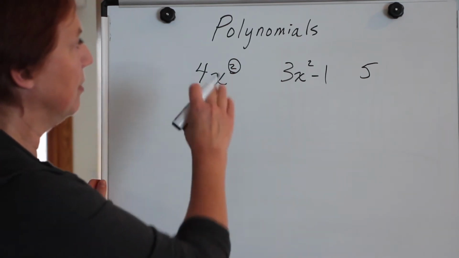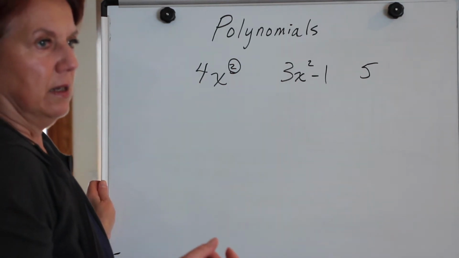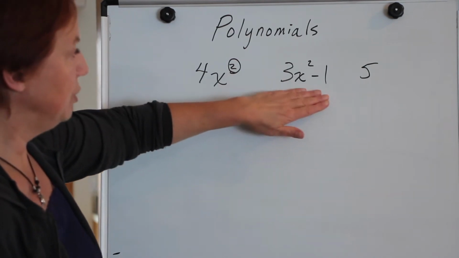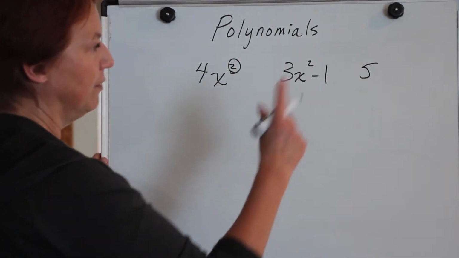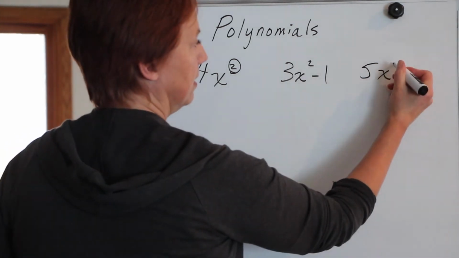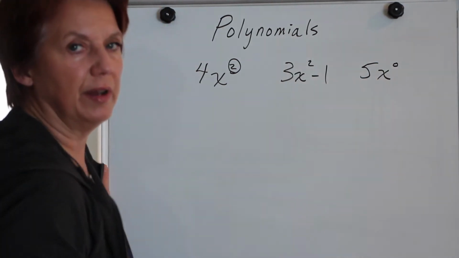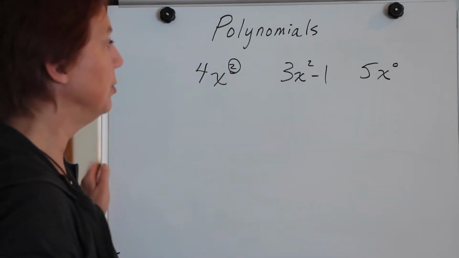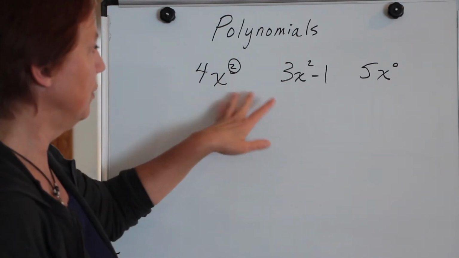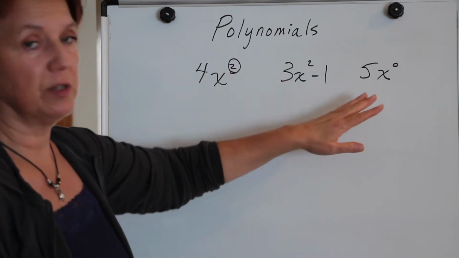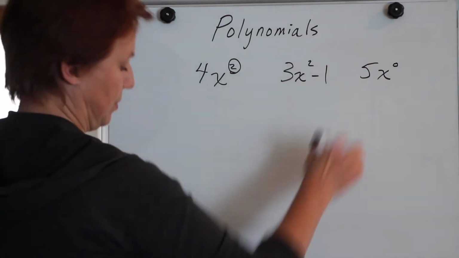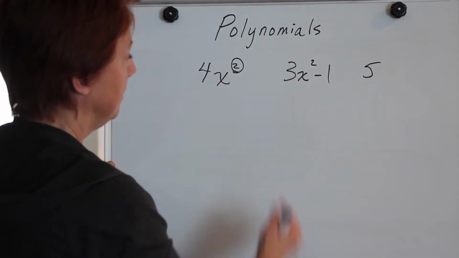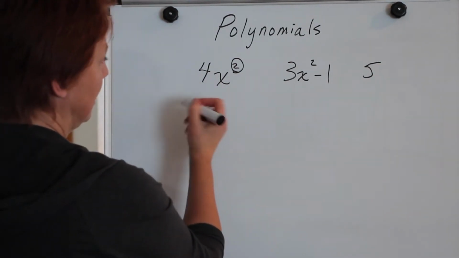So what we're talking about is many terms. So this has one term, this has two terms, this has one term, and if we take this and put x to the 0 on it, it becomes clear why we recognize it as a polynomial. So a polynomial doesn't have to be more than one term. Okay, it can be just one term. It can be just a number, as this 5x to the 0 actually is. It's just 5. Okay, so how do we classify them?